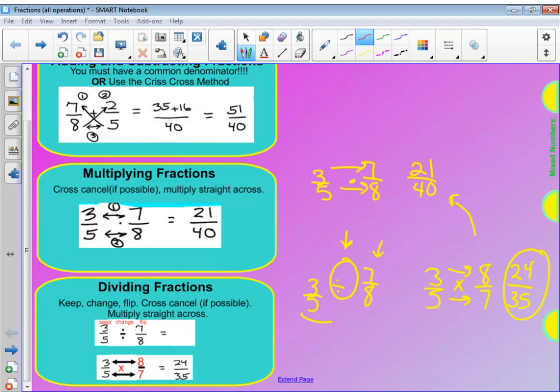So 8 times 2 gives me 16. 9 times 1 is 9. So I get 16/9, which if you want to change it to a mixed number would be 1, which puts me at 9. I do 7 more to get to 16/9. So either of these answers is correct.